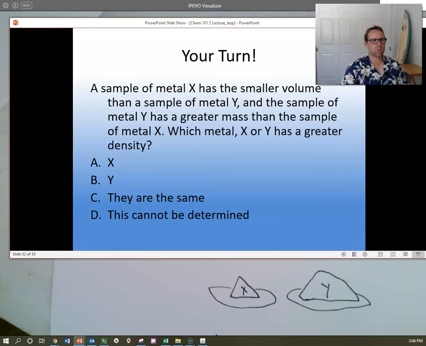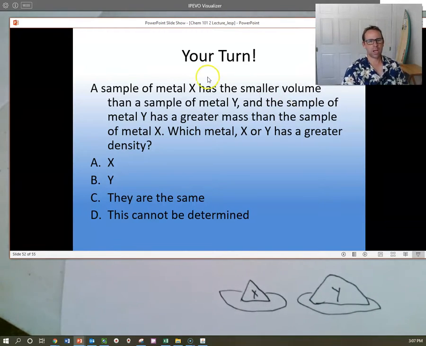And the sample of metal Y has a greater mass than metal X. So if Y has a greater volume and a greater mass, because we don't know how much of a greater mass it has, we can't tell. We're not going to be able to determine the difference in density there. Okay?